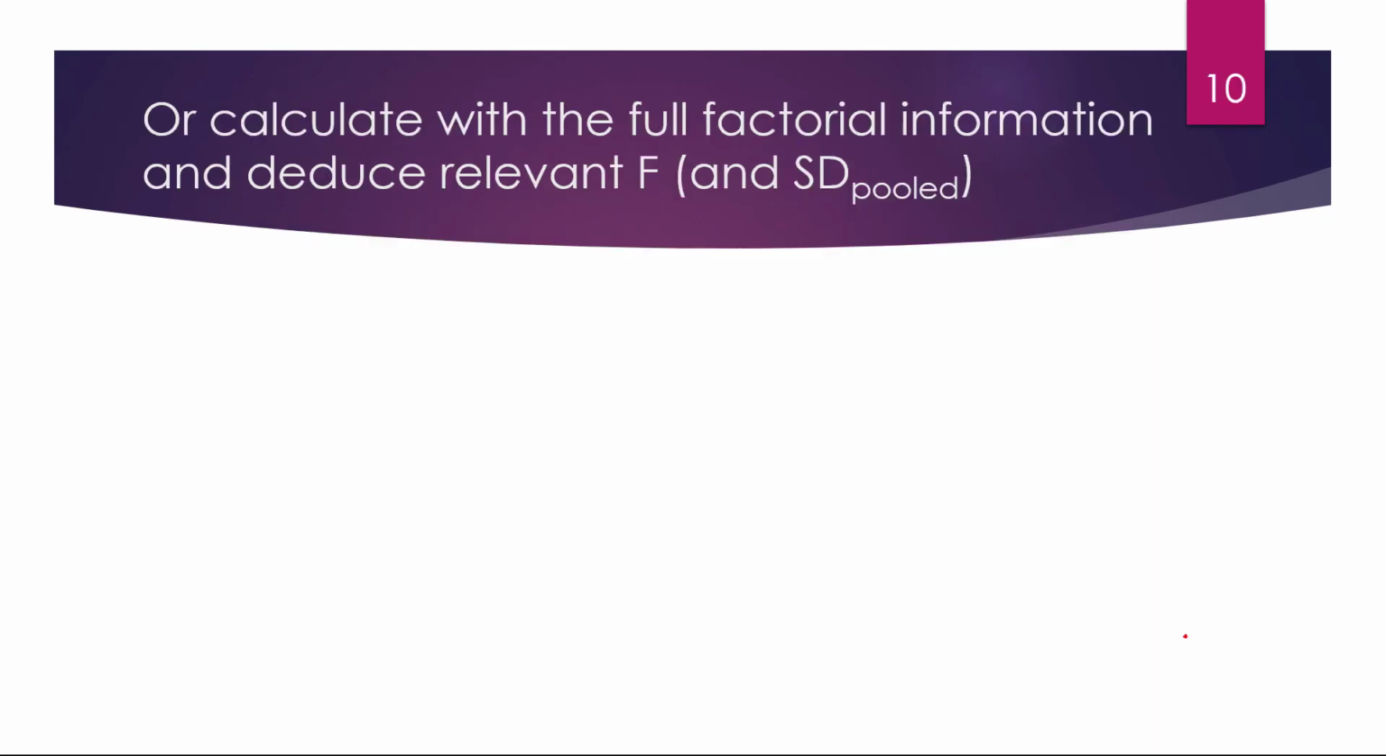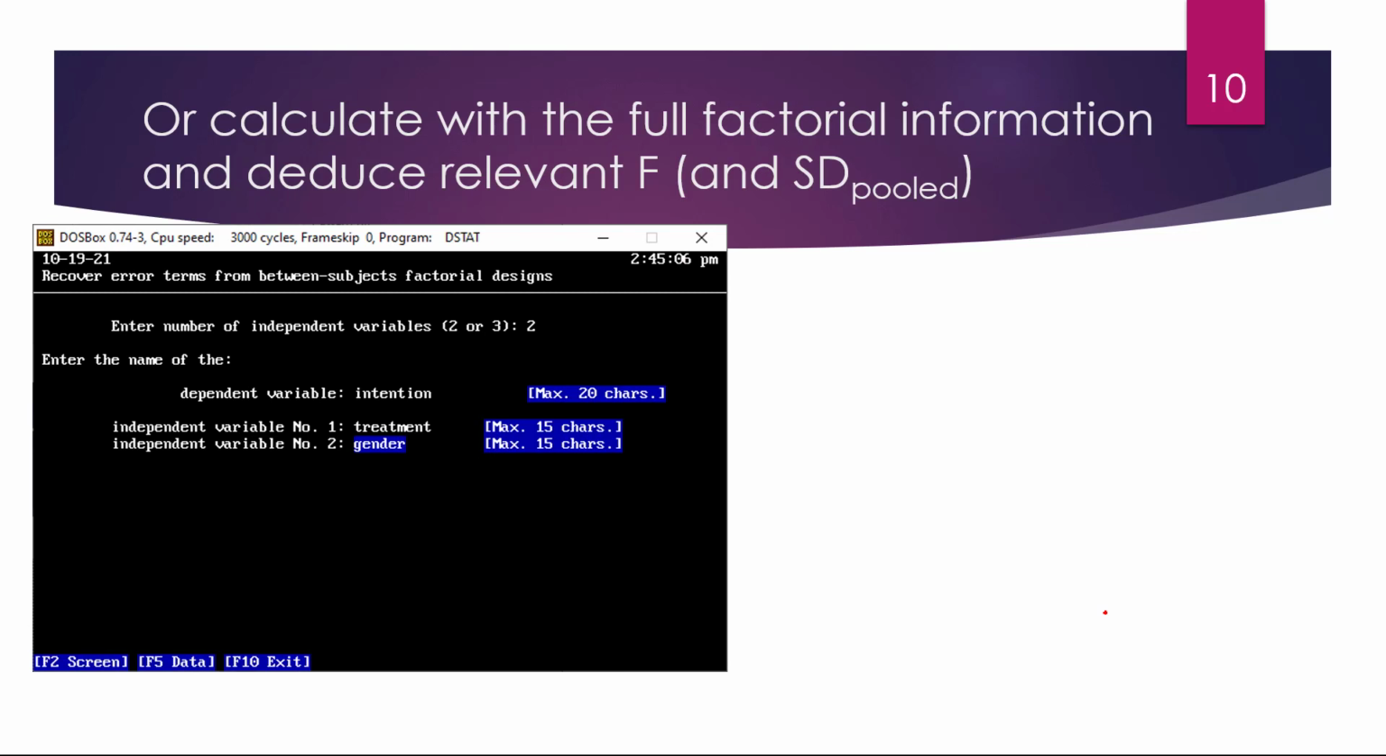Now, you could do the very same example I just did using the full factorial, the 2x2, and deduce the relevant F and standard deviation using Dstat again. So here it is step by step. In Dstat, you've got to annotate what's going on. So we're going to tell it how many variables we've got. In this case, 2. And let's label the dependent variable.